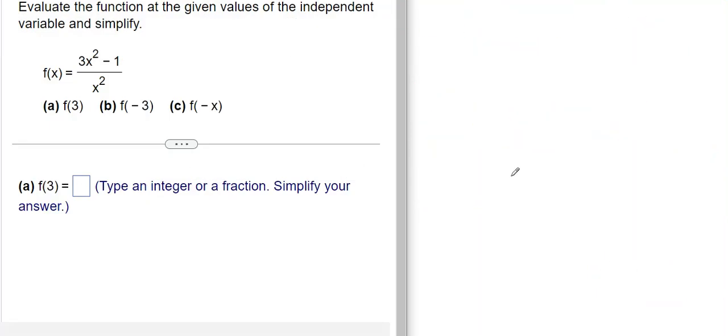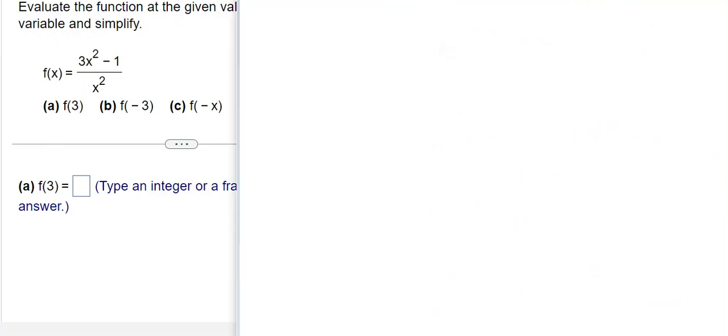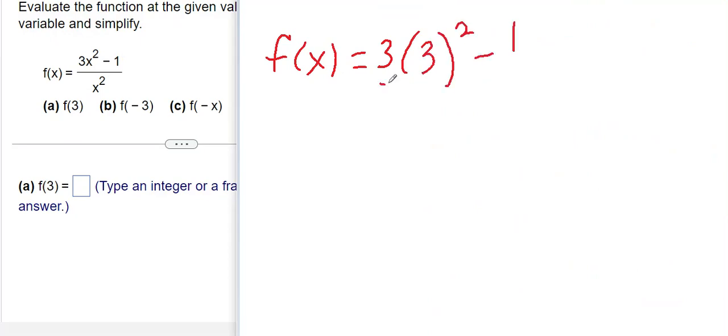Okay, so another evaluation problem. Evaluate the function at the given values of the independent variable. The independent variable is actually the input variable. Independent input, that's the x. So look, given values of x is what they mean. So I've got f of x is 3 times 3 squared minus 1 over 3 squared.